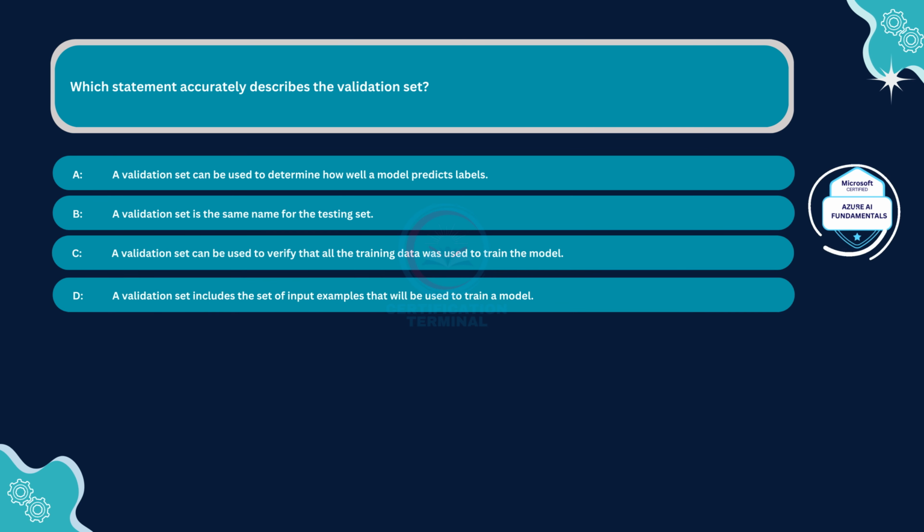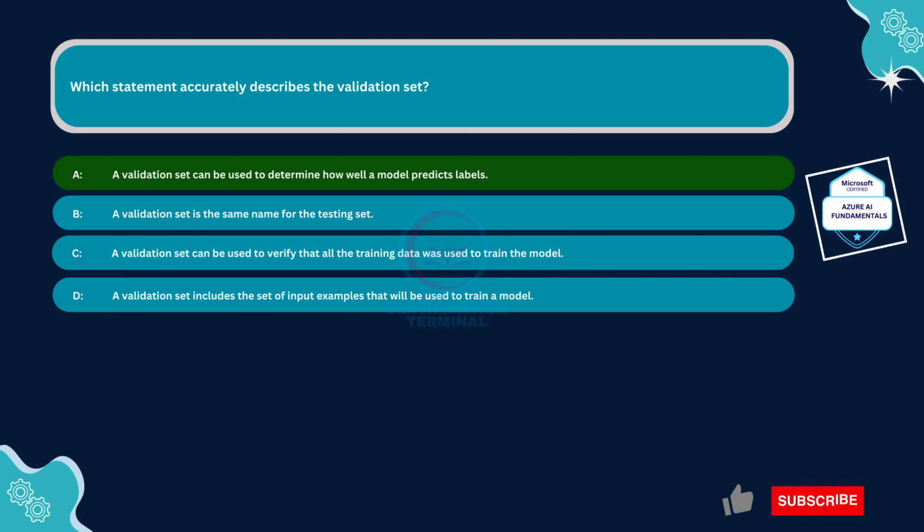The correct answer is option A. A validation set can be used to determine how well a model predicts labels. The primary purpose of a validation set is to evaluate the performance of a machine learning model during the training process. The validation set consists of data that is separate from both the training set and the test set.